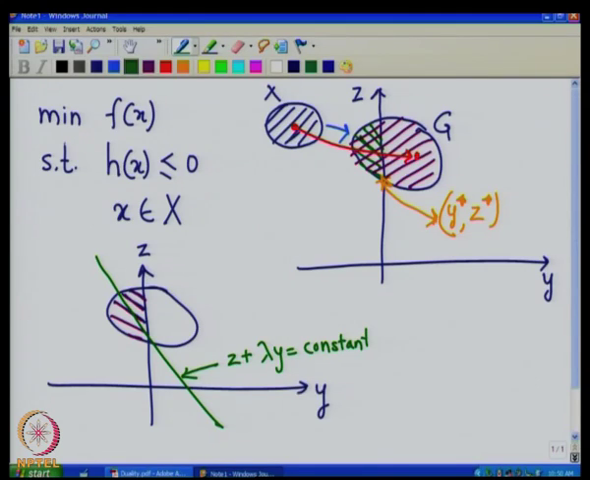Now, when we want to minimize z plus lambda y, we want to find that z plus lambda y which gives us the least value with respect to the feasible region. So, with respect to this feasible region, we will get a line which is supporting this set, the shaded region here, and the optimal objective function value is the value z that we get corresponding to the line's intercept on the z axis. Now, among all those possible lambdas, we want to find that lambda which gives us this optimal objective function value, and how to do that we will see in the next class. Thank you.